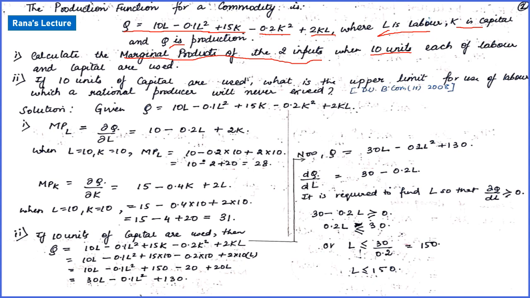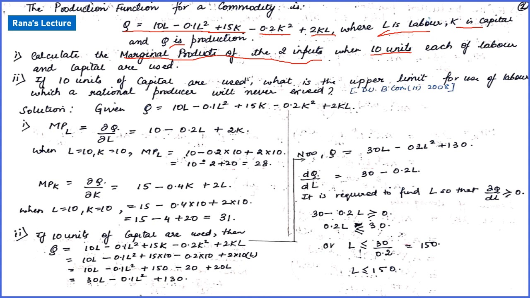Okay? Now what is the second question saying? If 10 units of capital are used, what is the upper limit for use of labor which a rational producer will never exceed? That means if we are using only 10 units of capital, then the maximum units of labor that a rational producer will not exceed. These are the two parts of the question.